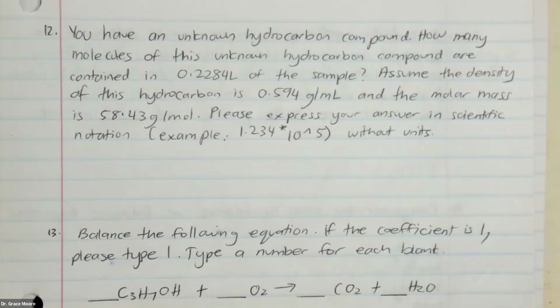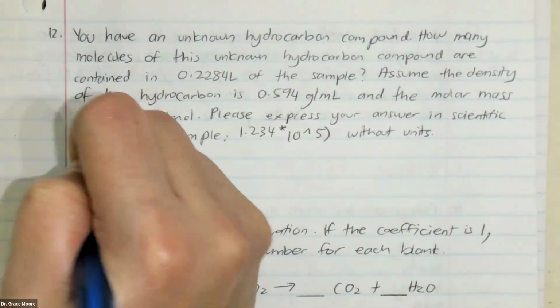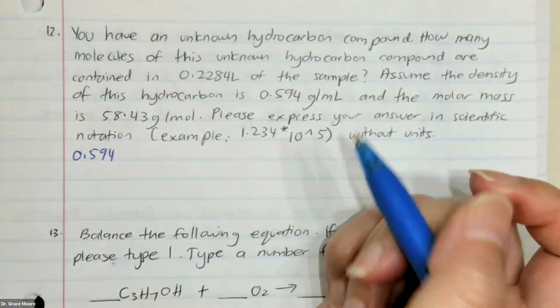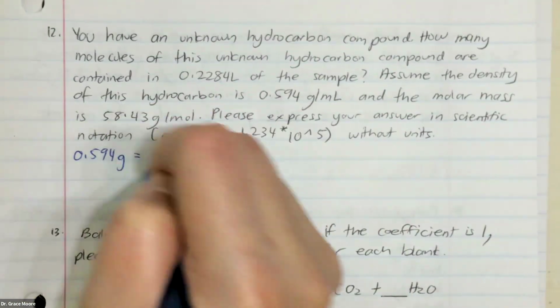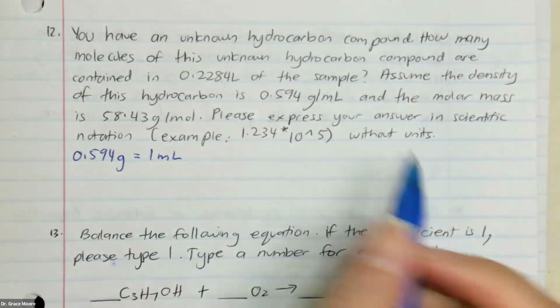Okay, so remember, if I know 0.594, I'll write now 0.594, the density is grams. I'm just going to assume it's 0.594 grams is same as found in 1 milliliter.